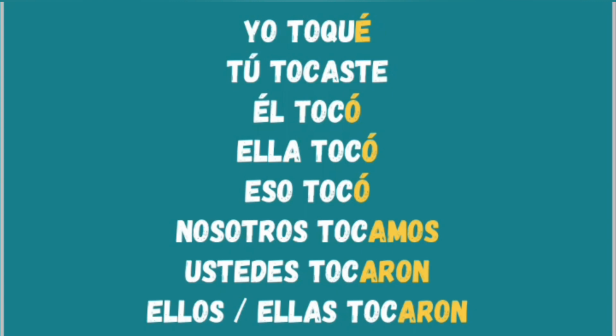If you want to say you touched in the plural form, you touched or you played, then in Spanish you have to say ustedes tocaron. Ustedes tocaron. And then if you want to say they touched or they played, in Spanish you have to say ellos tocaron. Ellos tocaron if you're talking about a group of boys, or ellas tocaron if you're talking about a group of girls.